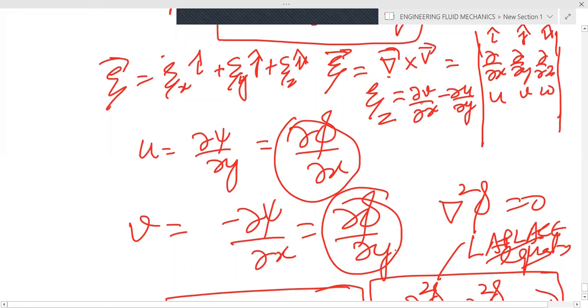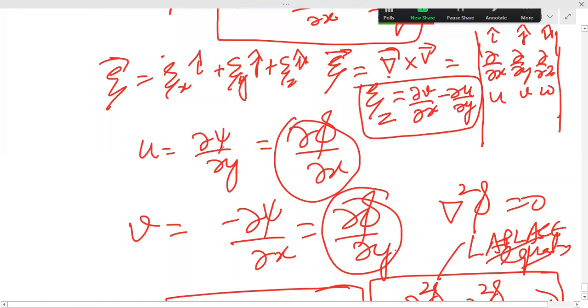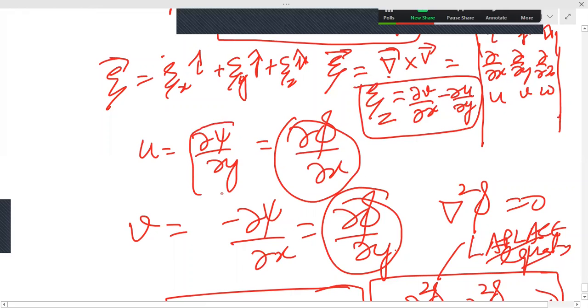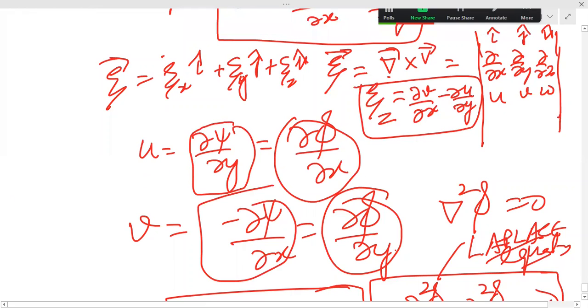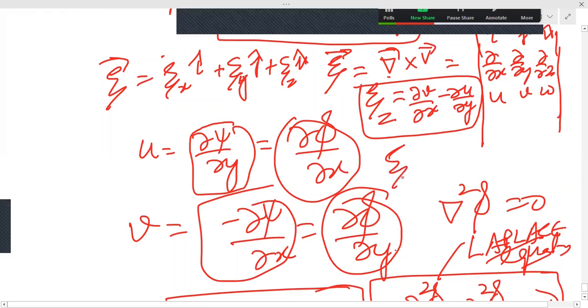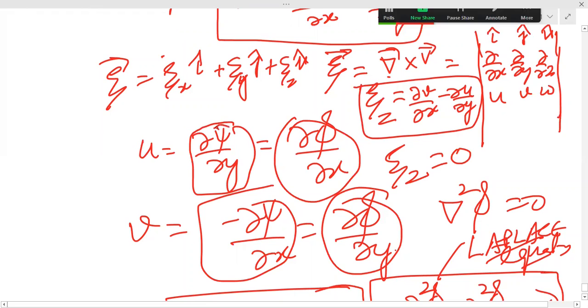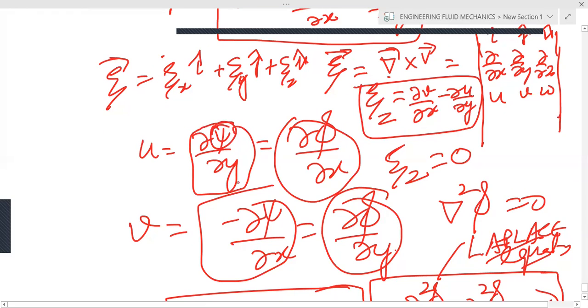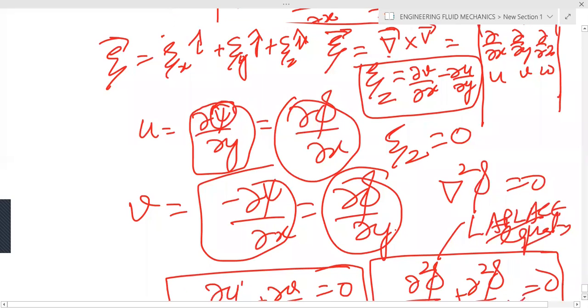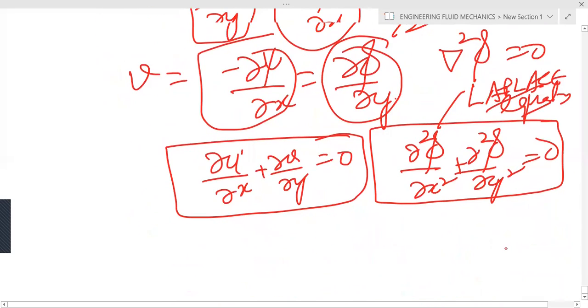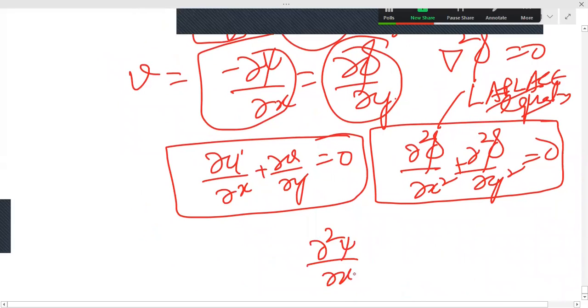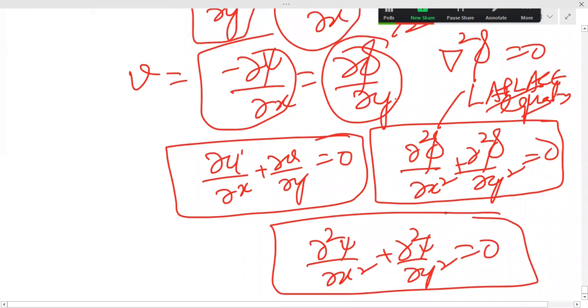And if you substitute the value of stream function, these two values, instead of u and v, what do you get? And you know that zeta z should be equal to what for irrotational flow? 0. So when you substitute the value of u and v in terms of the stream function, that is u is equal to ∂ψ/∂y, and v is equal to minus ∂ψ/∂x, what do you get? ∂²ψ/∂y². So you get a similar kind of equation, Laplace-like. So this is also satisfying the Laplace equation.